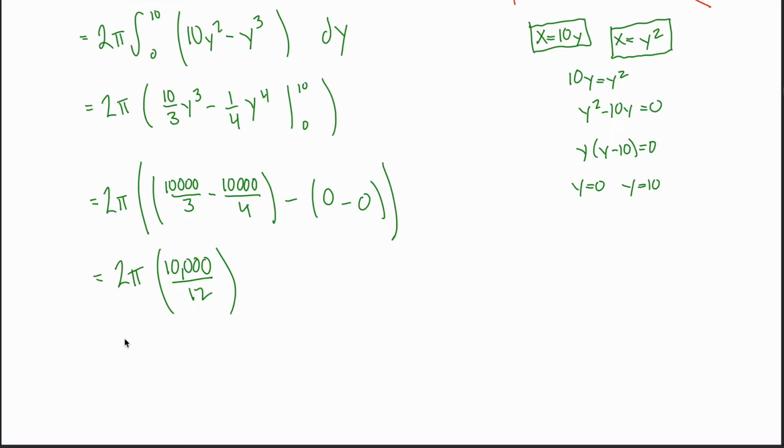which I guess if I wanted to, I could cancel this 2 with one of the 2's in a 12 to make this 10,000 pi over 6. But I could also cancel the 2 in the 6 with 10,000. And I think what happens is I get 5,000 pi over 3. And that would be my final answer.